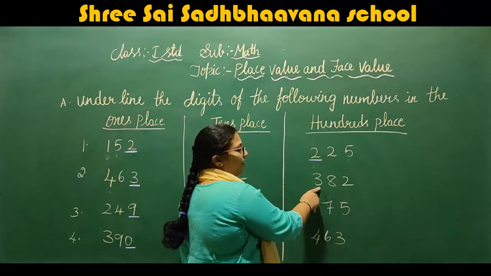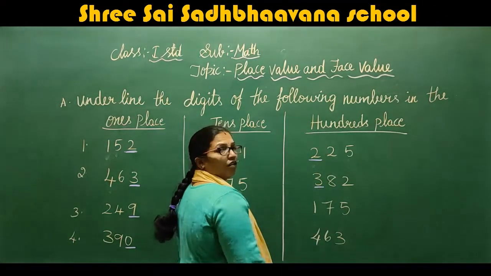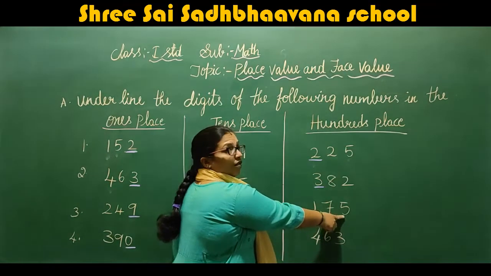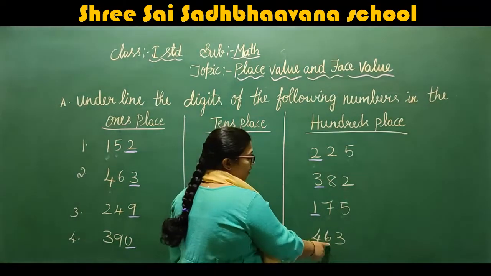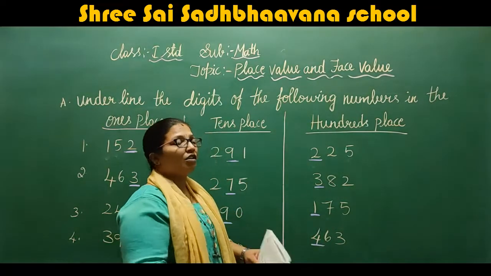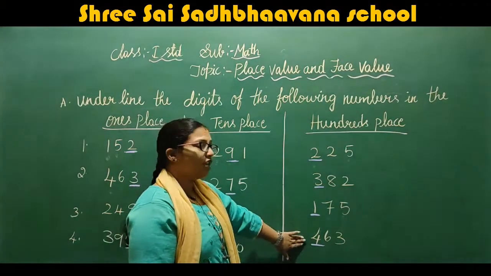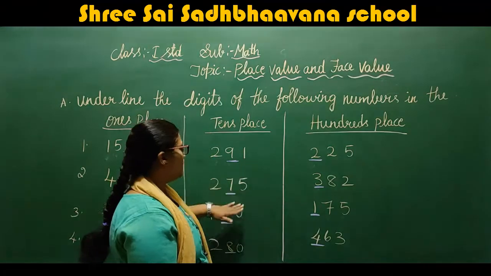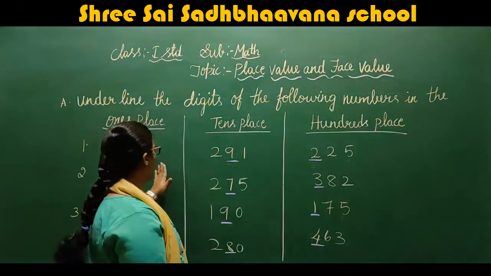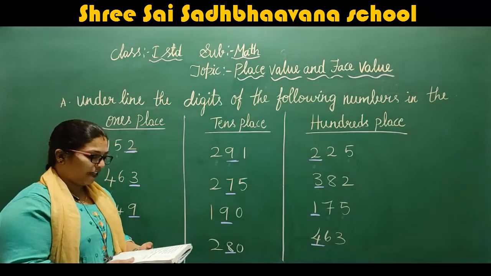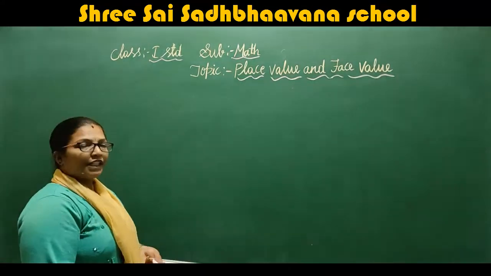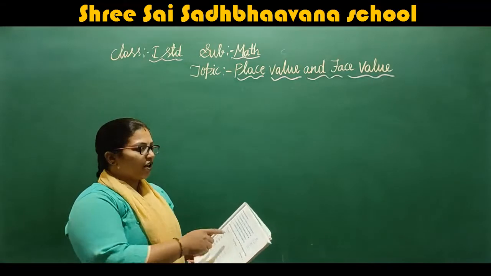1, 10, 100. So the hundreds place number. Here we underline the hundreds place, here the tens place, here the ones place. Right, children? So for the next ones, you can do it yourself.